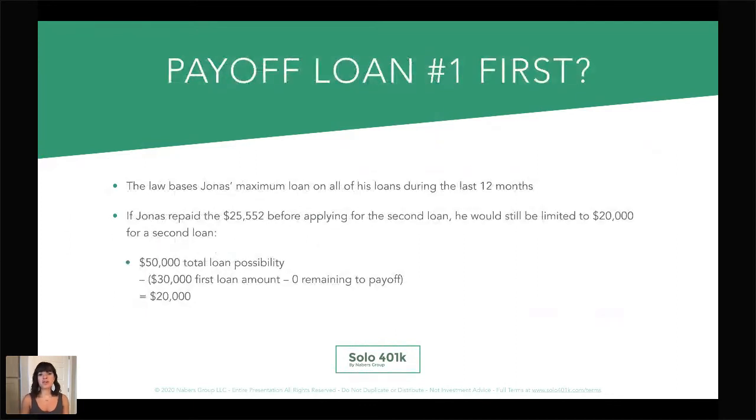So the law bases Jonas' maximum loan on all of his loans during that 12-month period. So if he was to pay that $25,552 back before applying for the second loan, he's still limited to the $20,000 for the second loan because he did the $50,000, paid off the $30,000, and now there's $20,000 left.